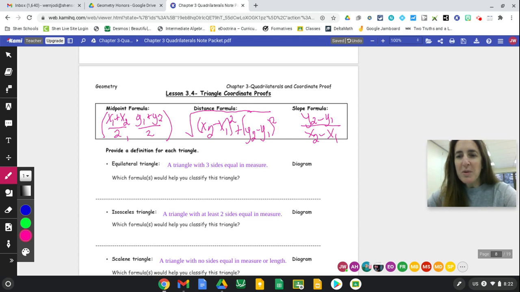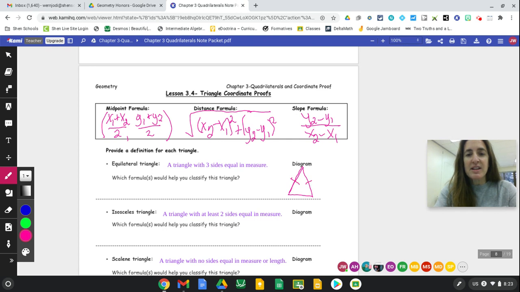Okay, so if we're working with coordinate proofs in triangles, basically there are 3 different types of triangles, or actually 4, that they could ask us to solve for. So the first one would be an equilateral triangle. Now, if a triangle is equilateral, it's a triangle with 3 sides that are equal in measure by definition. So if we had a picture, it would look like this. And I typed out my definition for you guys already, so you should write that down. A triangle with 3 equal sides, or 3 sides equal in measure.